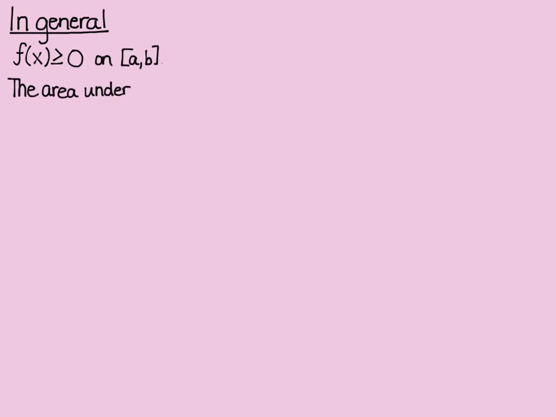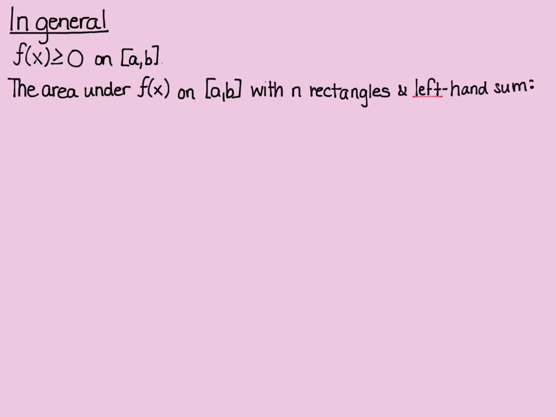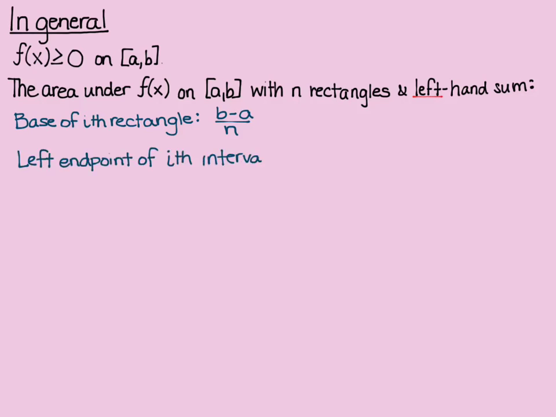In general, if f of x is greater than 0 on the closed interval from a to b, then the area under f of x on a to b with n rectangles using the left-hand sum is given as follows. The base of the ith rectangle is going to be the length of the entire interval, which is b minus a, over the number of rectangles, which is n. The left endpoint of the ith interval is a plus i minus 1 times the base.